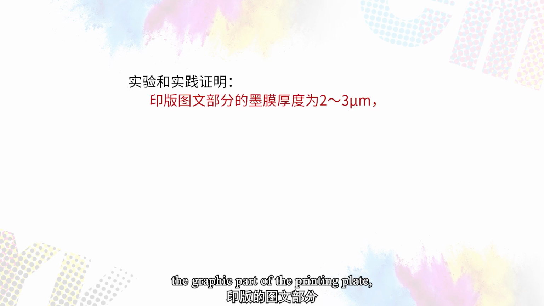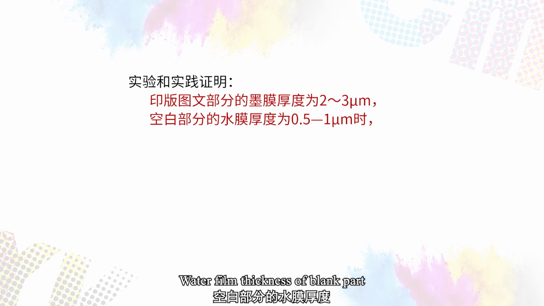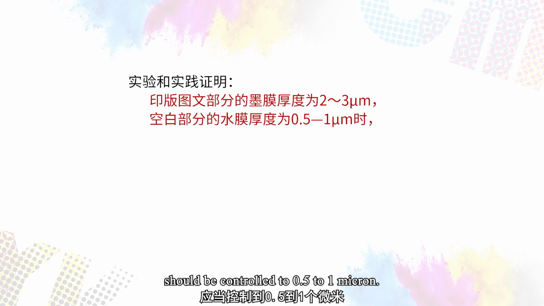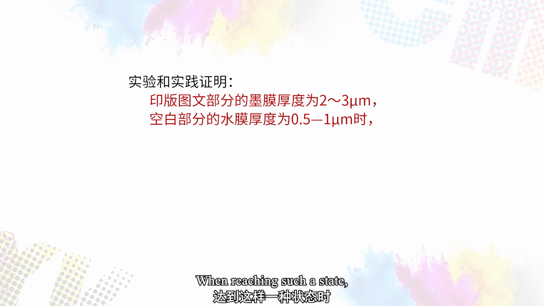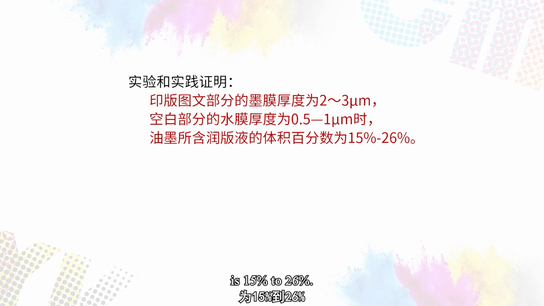A lot of experimentation and experience shows that the graphic part of the printing plate, the thickness of the ink layer needs to be controlled at 2 to 3 microns. Water film thickness of blank part should be controlled to 0.5 to 1 micron. When reaching such a state, the volume percentage of fountain solution contained in the ink is 15% to 26%.